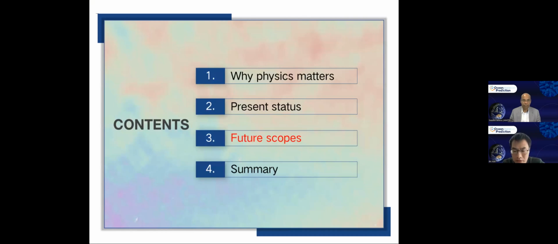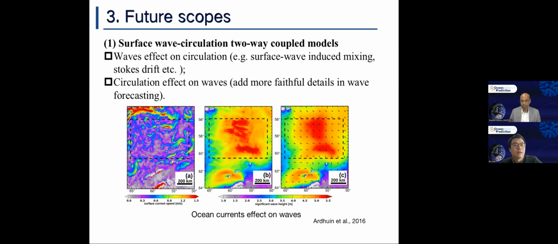The third part is future scopes. The first, we might propose that the next generation ocean model physics should have a model framework of surface wave circulation two-way coupled models. And in this new framework, we can achieve two advances. One is the wave effects on the circulation, and the second is circulation effects on the waves. In the first aspect, we can take account of almost the full set of wave effects in our coupled model system. For example, the surface wave induced mixing, Stokes drift, and even the wave effect in the air-sea fluxes.